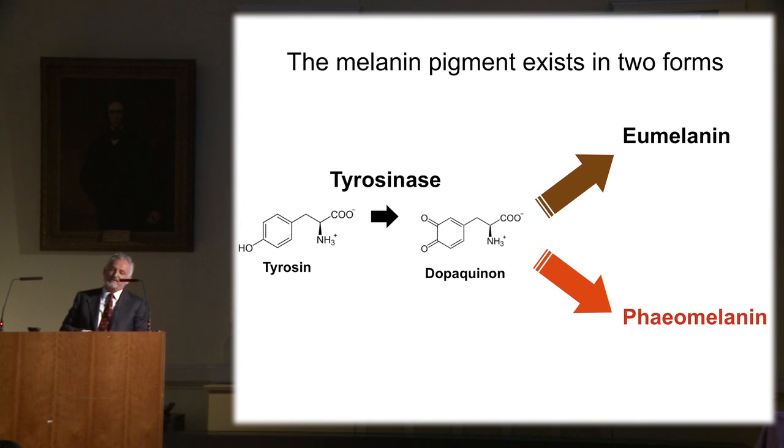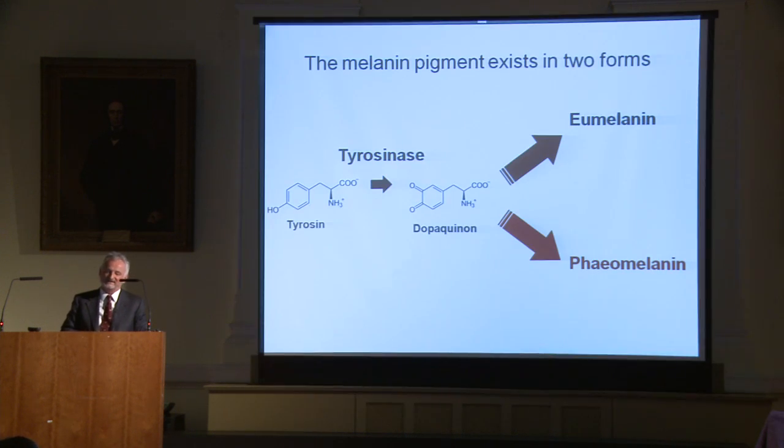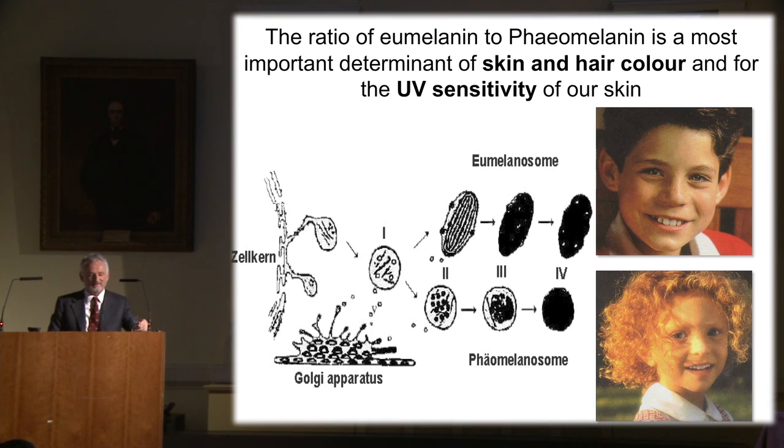Now, the melanin is complicated because it doesn't exist only in one simple form, but in two different forms. It exists as eumelanin, which is more brown, black, and as pheomelanin, which is more reddish. Most of us produce both melanins, but the ratio between the two determines our skin tone and our hair color, and associated with that, our susceptibility to UV exposure.